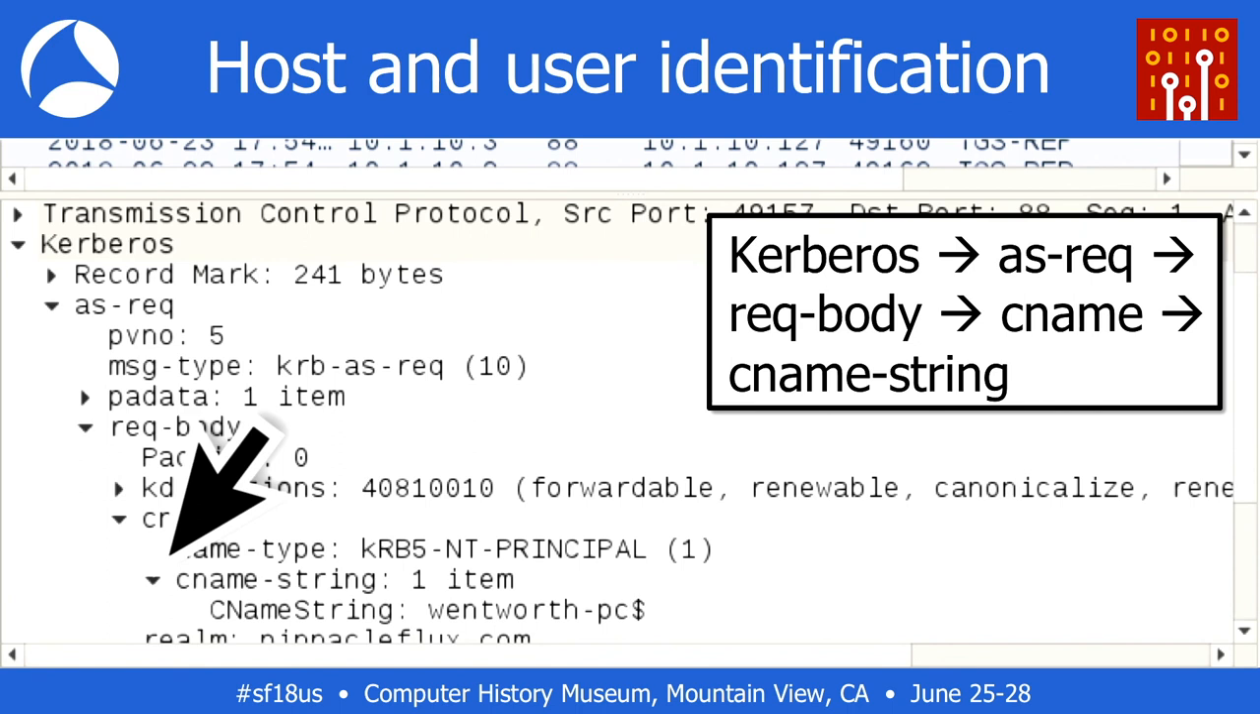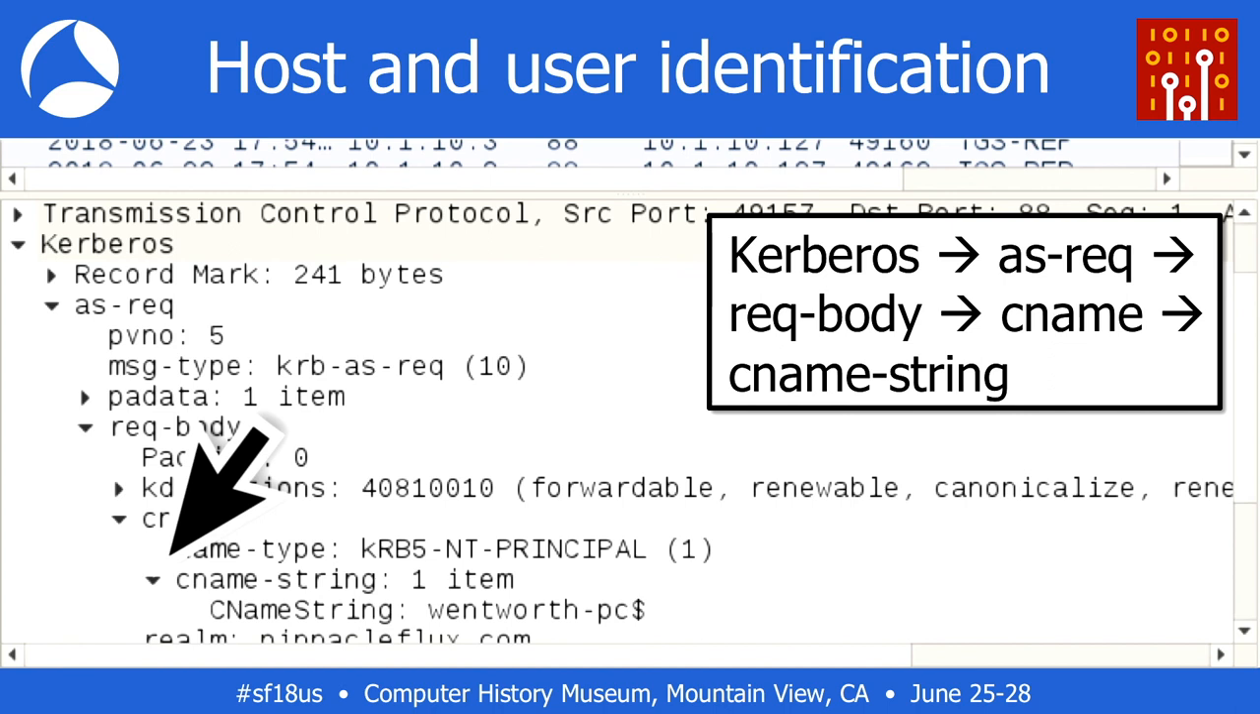So on that very first frame, when we're looking at that data in the frame details, you should see CNameString colon Wentworth-PC with a dollar sign at the end. So if it's a Windows host name for that CNAME value, it's going to end with a dollar sign. If it's a user account name, it will not have a dollar sign at the end. So I used to teach, filter on Kerberos CNameString, and Kerberos CNameString does not contain a dollar sign. And it's a quick way to get that stuff.